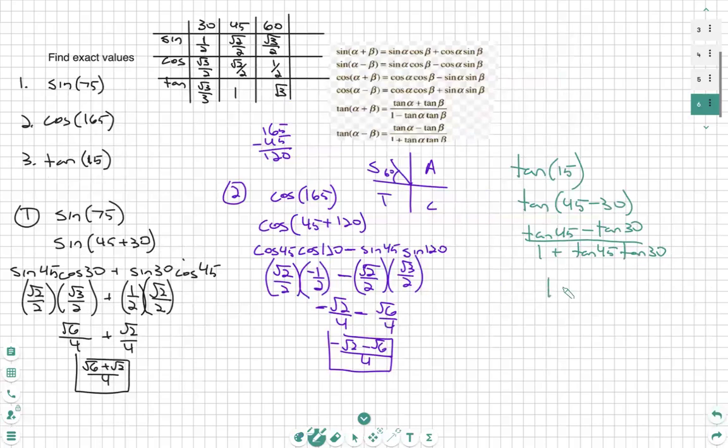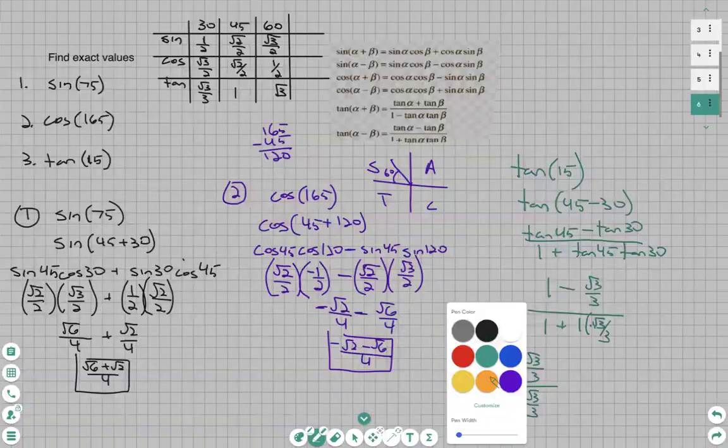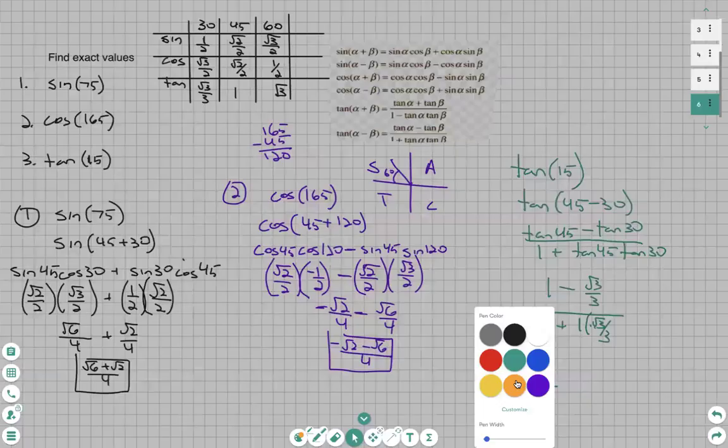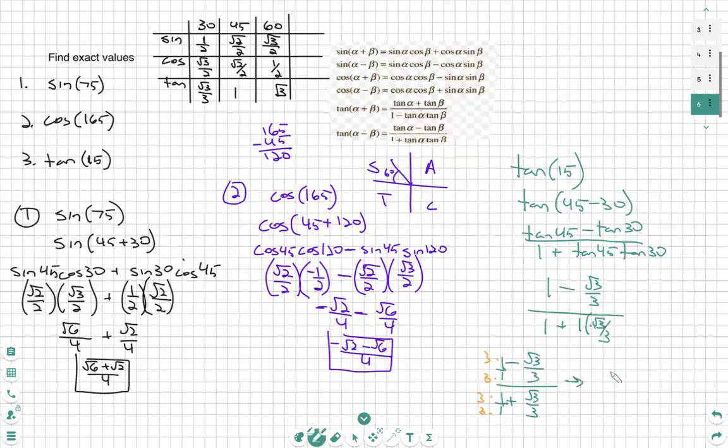And using our chart, this is easy to go: tangent of 45 is 1, minus root 3 over 3, all over 1 plus 1 times root 3 over 3. And we're going to get 1 minus root 3 over 3 over 1 plus root 3 over 3. Now we're going to need to combine the denominators of both of them. So make sure we multiply by what is missing. So this one gets a 3 and a 3. We continue. 3 minus root 3 over 3, all over 3 plus root 3 over 3.